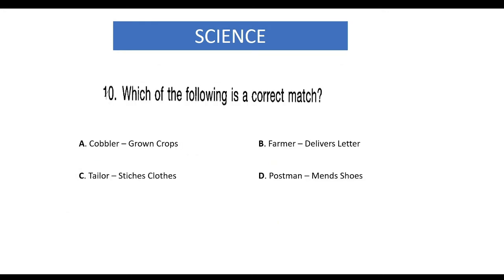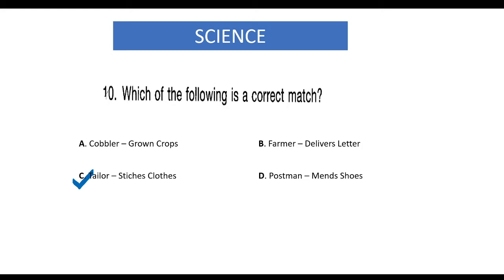Question 10. Which of the following is a correct match? We have 4 options given: a cobbler and grown crops, a farmer delivers letter, tailor stitches clothes, and postman mends shoes. So here we are given a profession and the work that is being done. So select the right match. So here the correct match is option C, which is a tailor who stitches clothes.